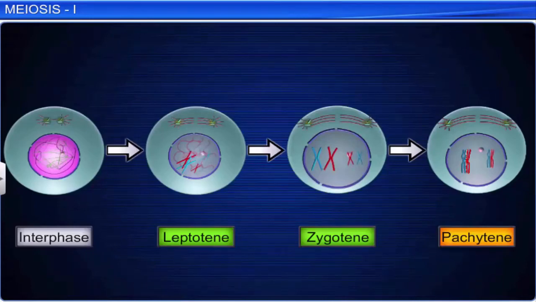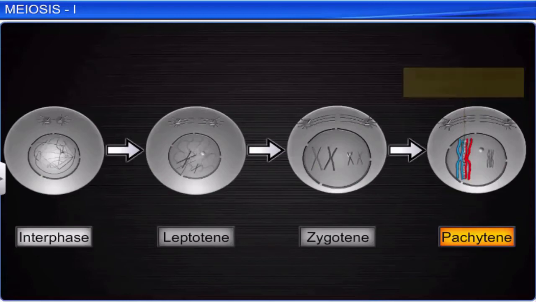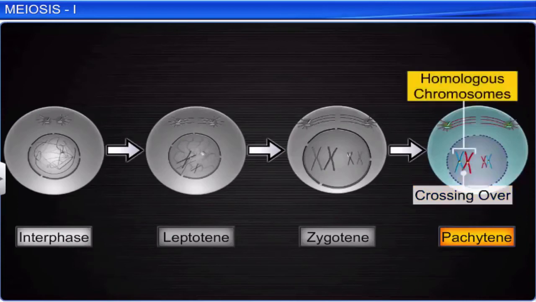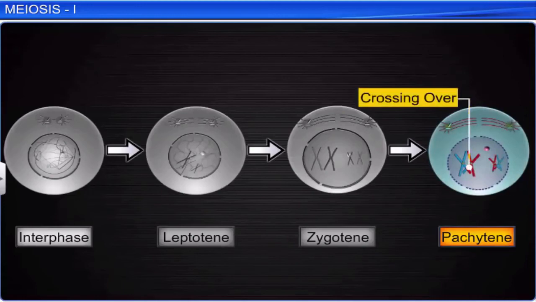Moreover, large protein complexes on the synaptonemal complex, called recombination nodules, begin to appear. These nodules are believed to be the sites where crossing over occurs. Crossing over is an event unique to meiosis, wherein an exchange of genetic material occurs between the non-sister chromatids of homologous chromosomes. The process of crossing over is initiated by the enzyme recombinase and results in the recombination of genetic material between the 2 chromosomes.